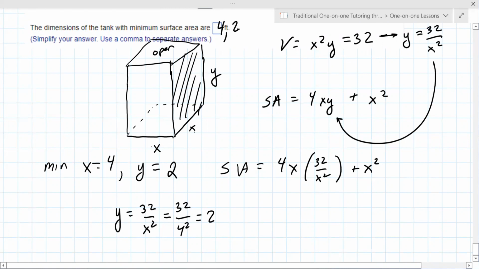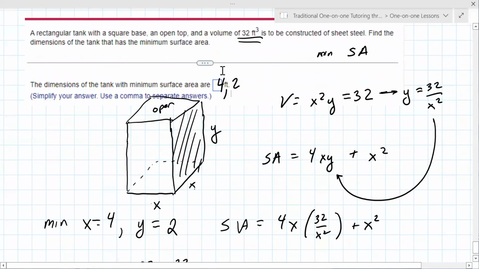Okay. Might be an issue there. I don't know if it wants x and then y. I think that's okay. All right, last problem here.